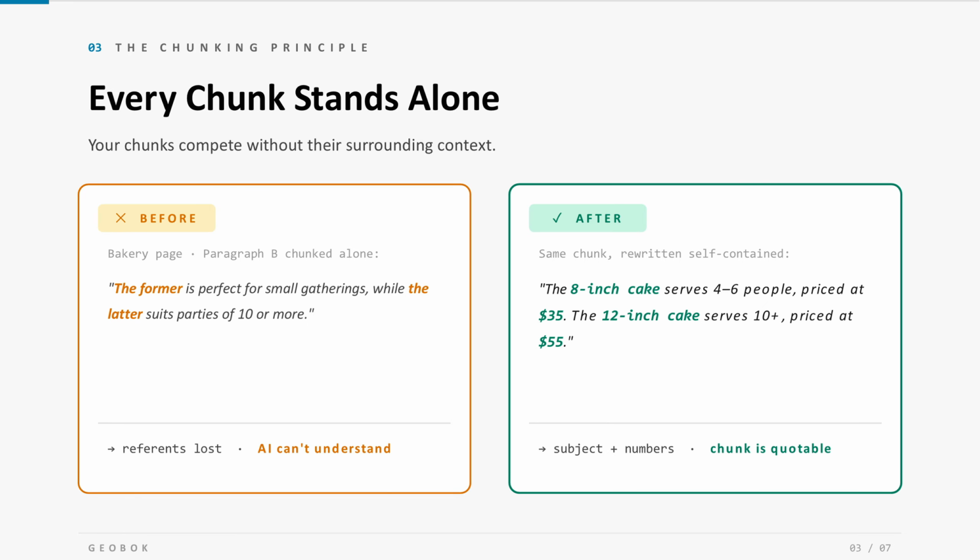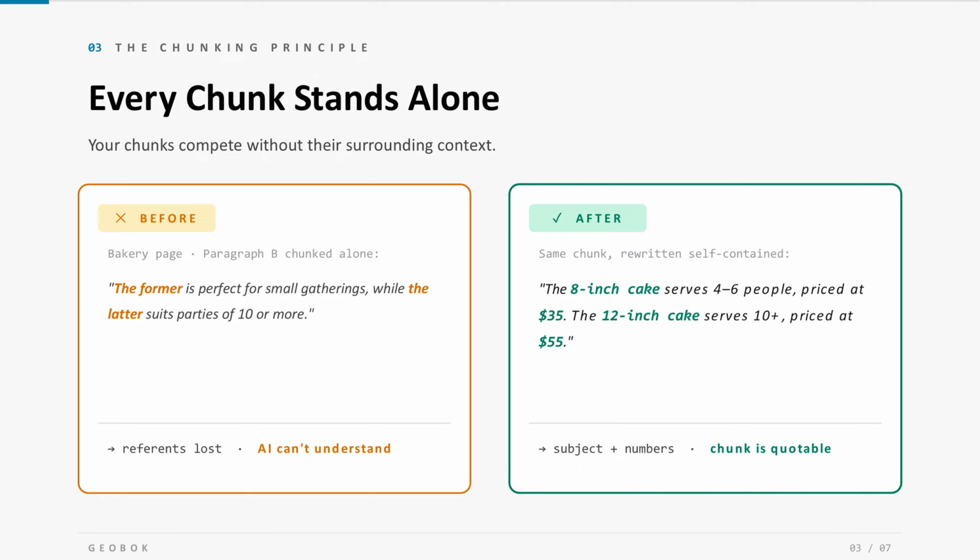Zoom in on how chunking works. RAG systems don't index whole pages. They slice pages into chunks, usually along HTML structure. H2, H3, paragraph. Each chunk gets vectorized and indexed independently. When retrieval runs, your chunk competes alone, without its surrounding context.